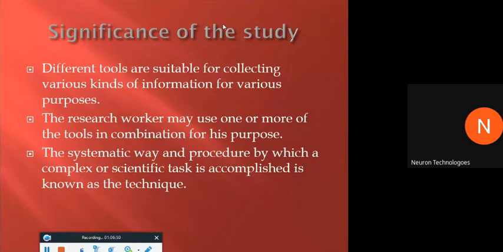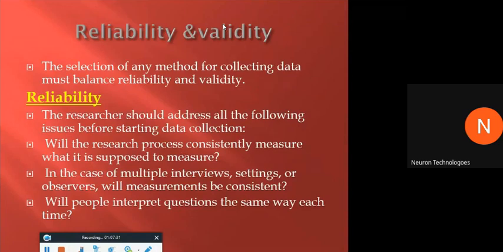Nowadays, a new mixed research method has been introduced in which some of the qualitative and some of the quantitative parameters are merged, and in this way it is considered good research, because not only are you quantitative, you are also including the qualitative side and trying to cover all the aspects and areas of the research. The systematic way and procedure by which a complex or scientific task is accomplished is known as the technique. Whatever strategy we adopt while using these tools becomes our technique through which we move towards a conclusion.